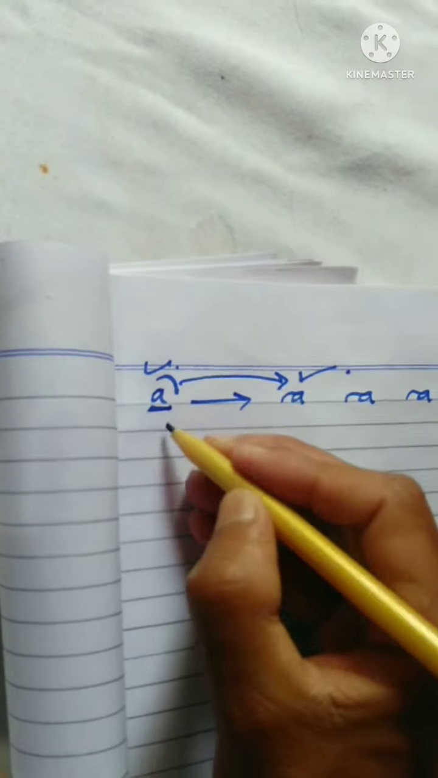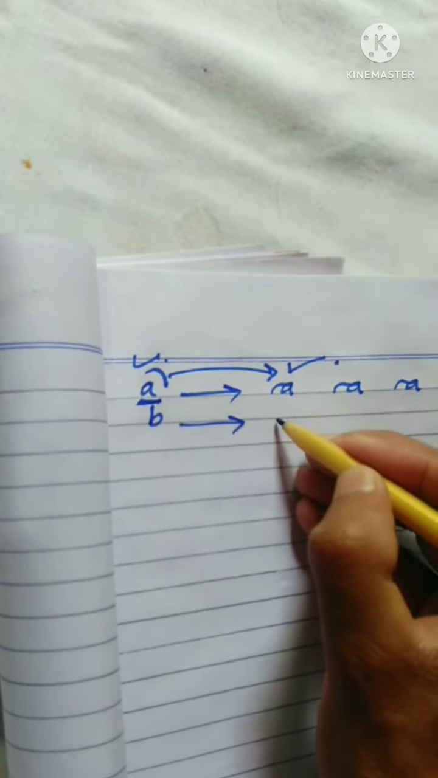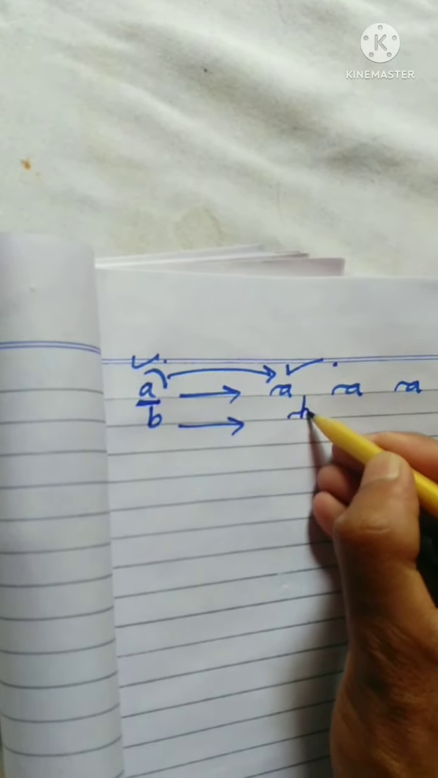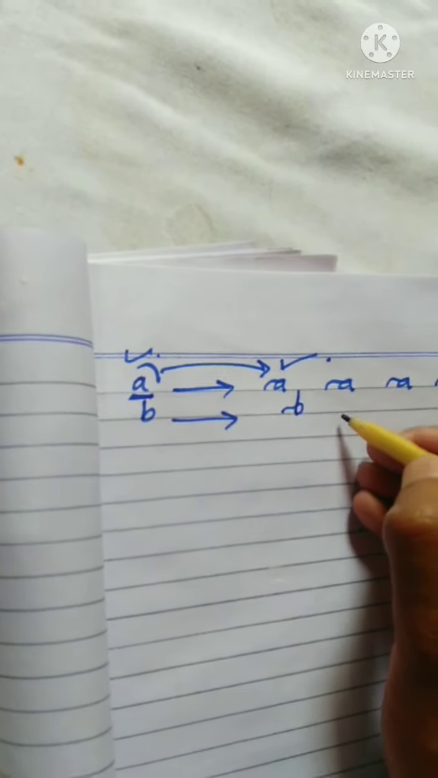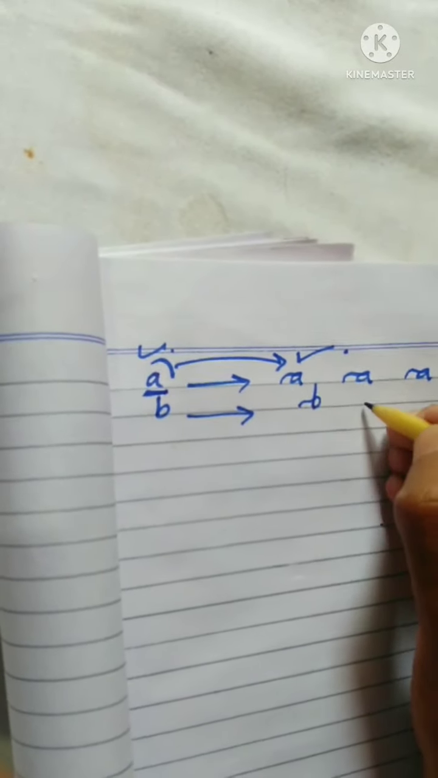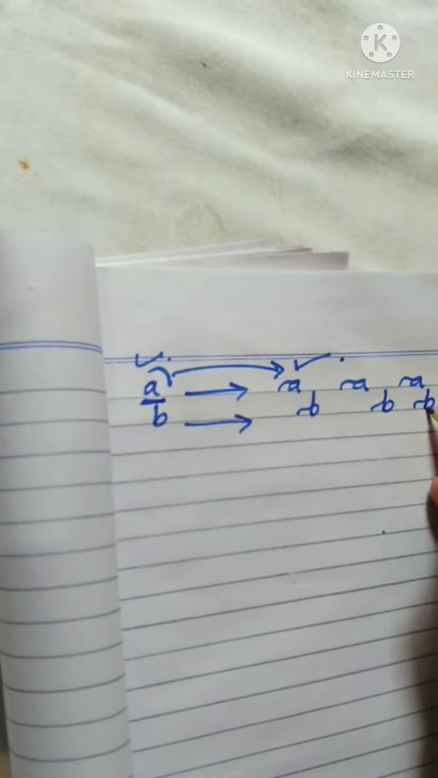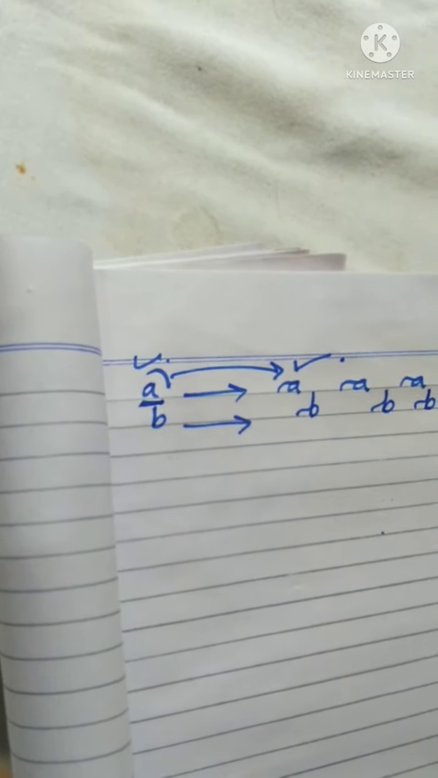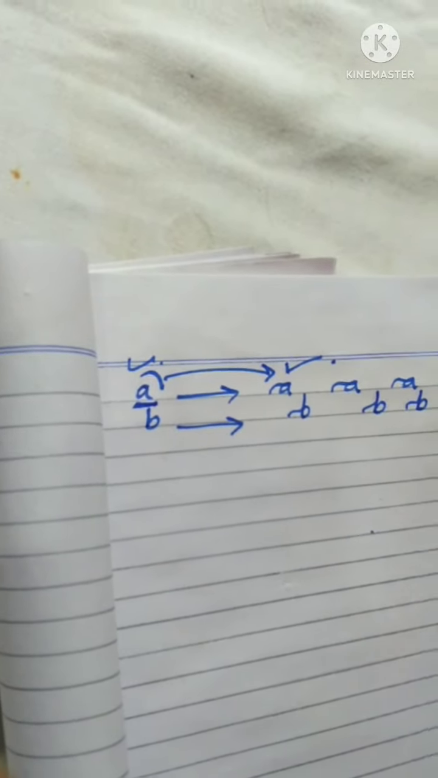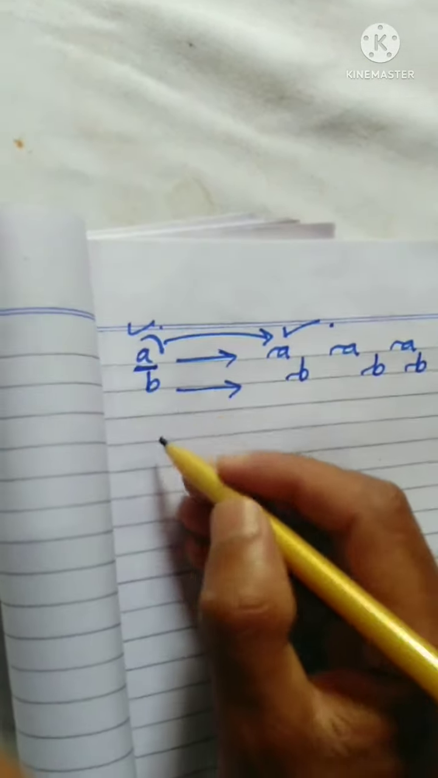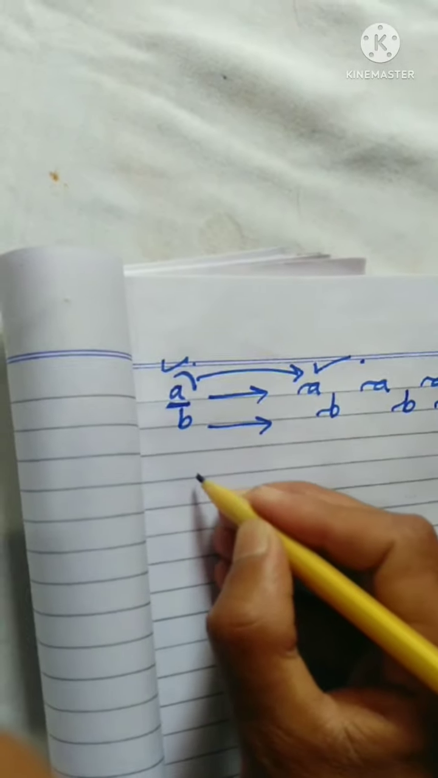B. A tail shows when we write in joint writing. B. 1, 2, 3, 4, 5. I have written it here 5 times. You can write as much as you can.